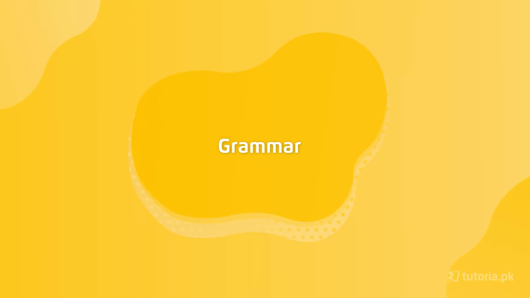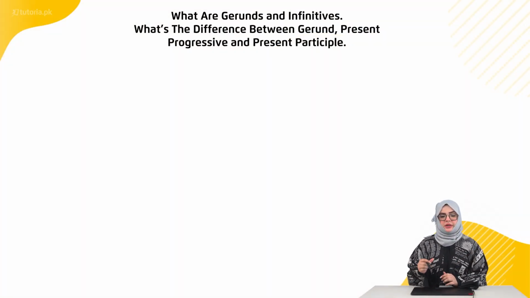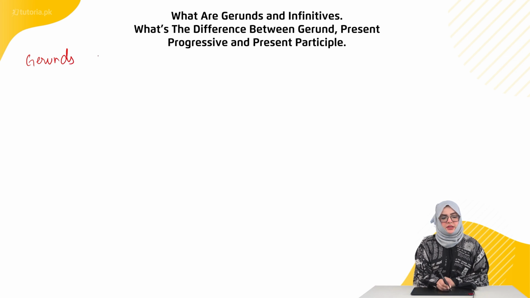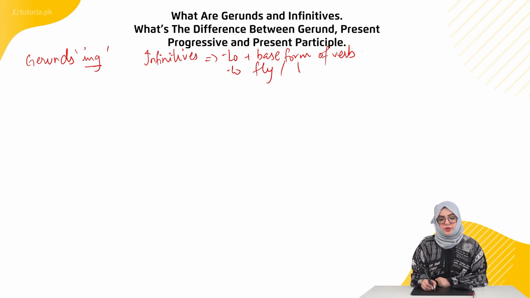Now let's start the discussion of exercises related to the grammar portion. The grammatical topics which we are going to discuss are related to gerunds and infinitives. तो पहले तो gerunds और infinitives होते क्या हैं? Gerunds की हमारे पास एक हिंट होती है कि इनके एंड पे ing आता है. Infinitives जो होते हैं they are simply to plus base form of verb, यानी first form of verb के लिए जैसे कि to fly या to eat.